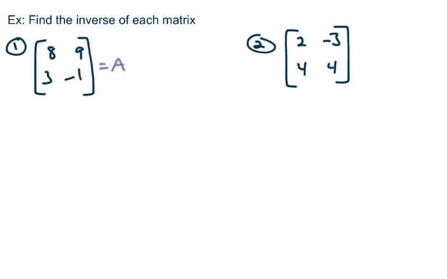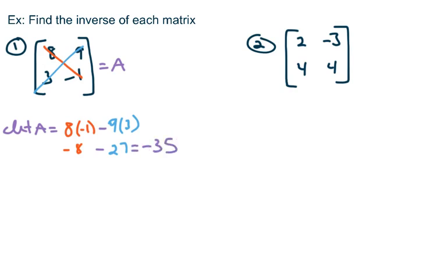First thing we need to do, I'm going to label this just as A. This is my original matrix, so I need to find the determinant of A first. That's really the first thing you need to do. So the determinant of A is equal to, and we'll do our diagonals here, 8 times negative 1, and then we're going to subtract the other diagonal, 9 times 3. 8 times negative 1 is negative 8, minus 9 times 3 is 27, and when we find our determinant, negative 8 minus 27 is negative 35, okay?